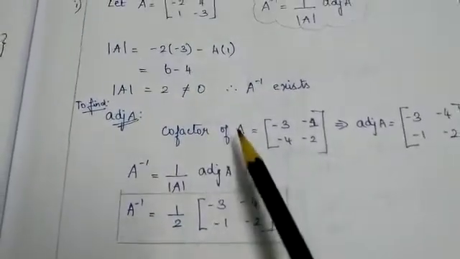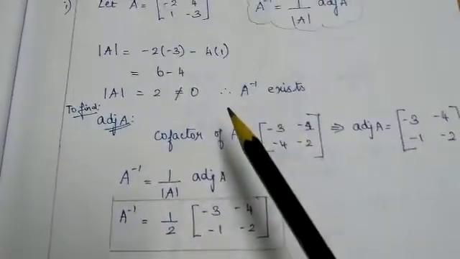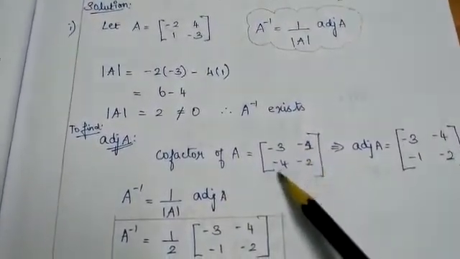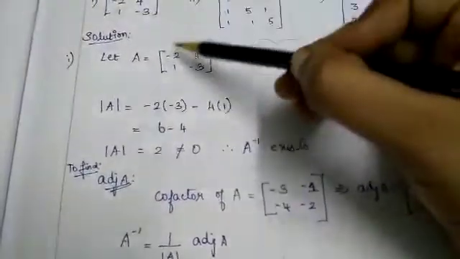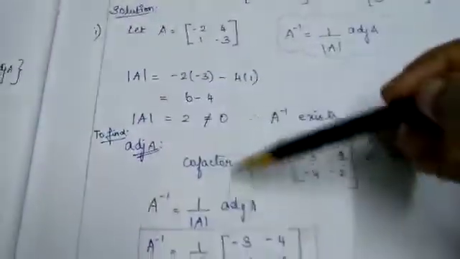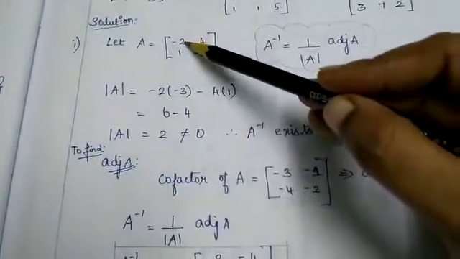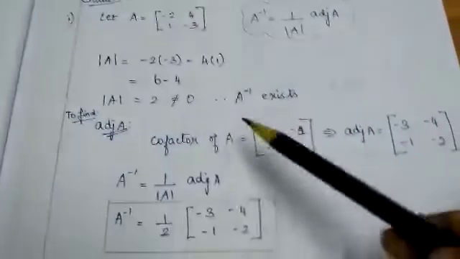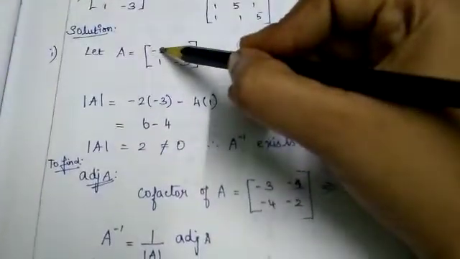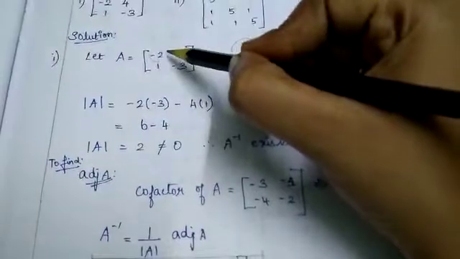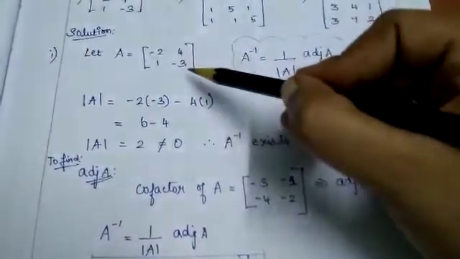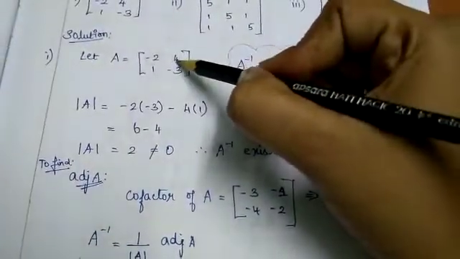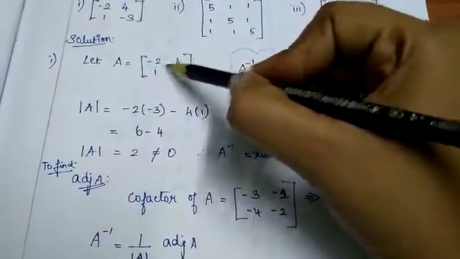We need to find the cofactor of A. I have directly done the cofactor here: minus 3, minus 1, minus 4, minus 2. For the cofactor we don't take the first element the same way as for determinant. If I take the first element, the corresponding column and row get deleted. The remaining element is minus 3.